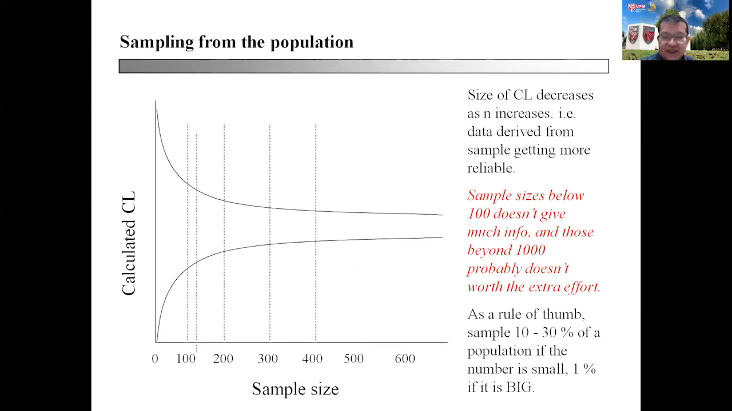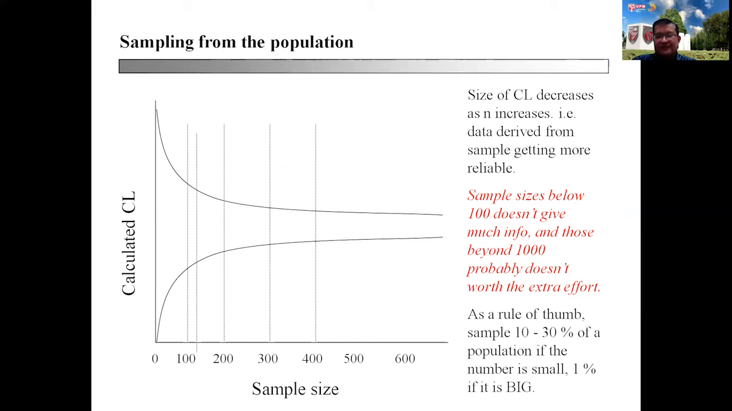And you can visualize how the confidence interval narrows as the n increases. So you can see here, this tells you that the data derived from a sample will be getting more and more reliable as you increase the sample size. And you can see here, the threshold occurs somewhere between 100 to 200. So beyond 200, your confidence level will become much more stable, much more predictable, meaning that any further increase in sample size may not result in big and drastic increases in terms of the confidence level.